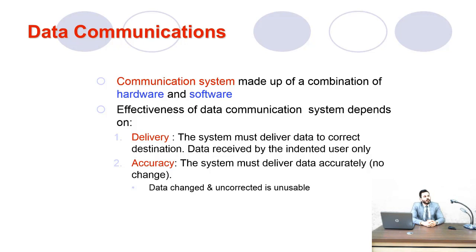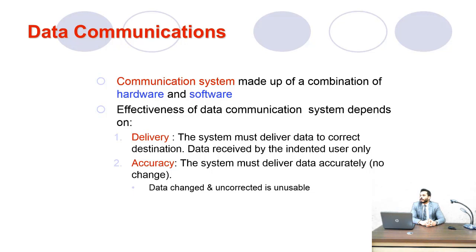You must know the system must deliver data to the correct destination. Data received by the intended user only. So, if I want to send data from the sender to the receiver, I should know the information goes to the receiver only, because there is privacy. So if I have no security on the network, it will be a problem.